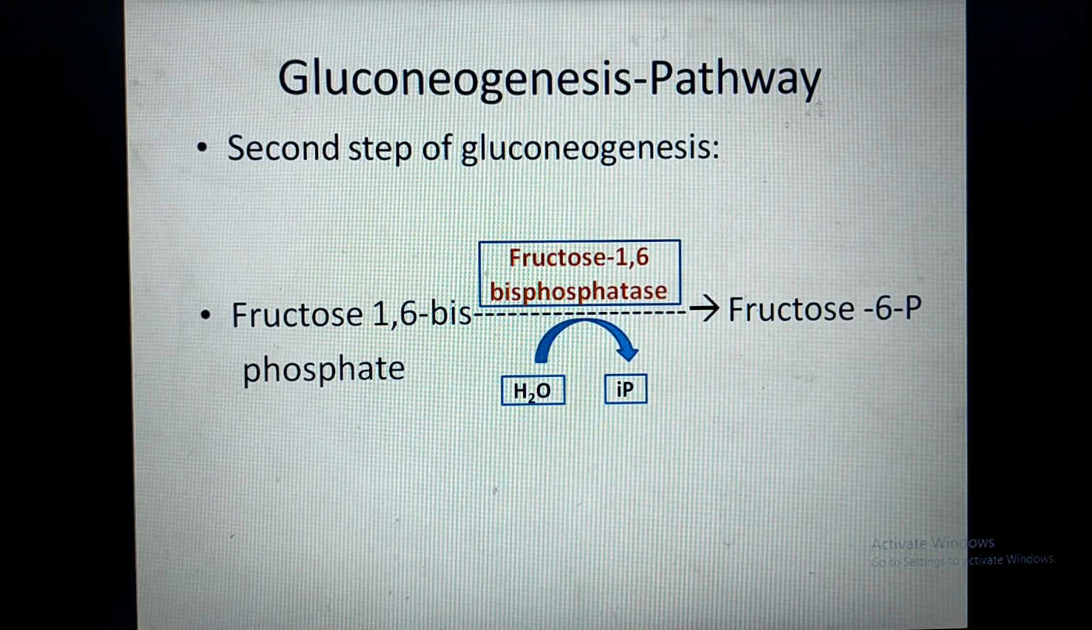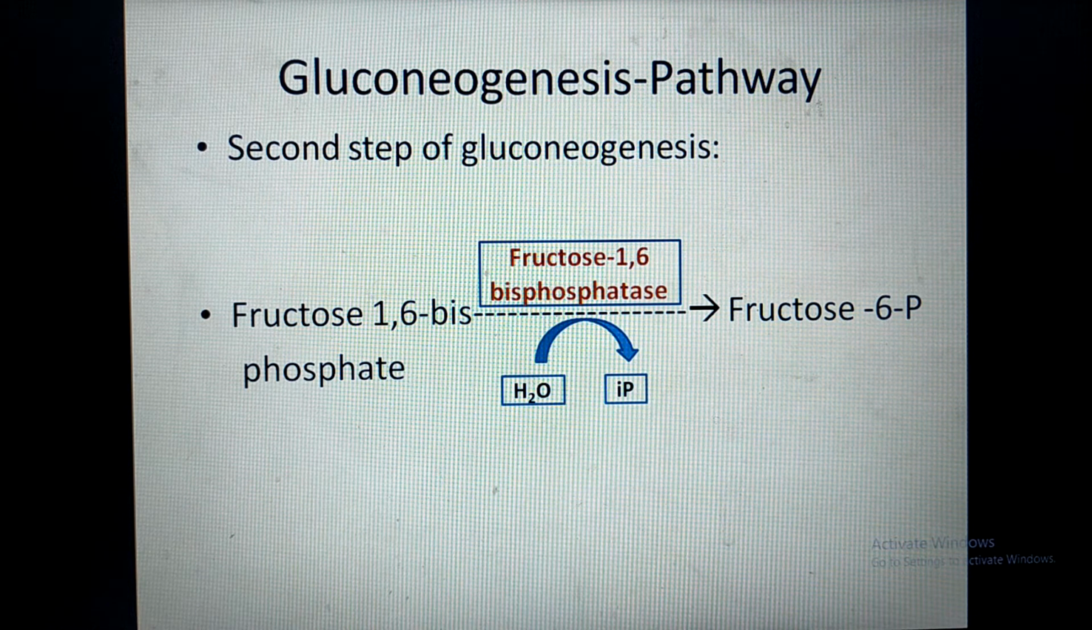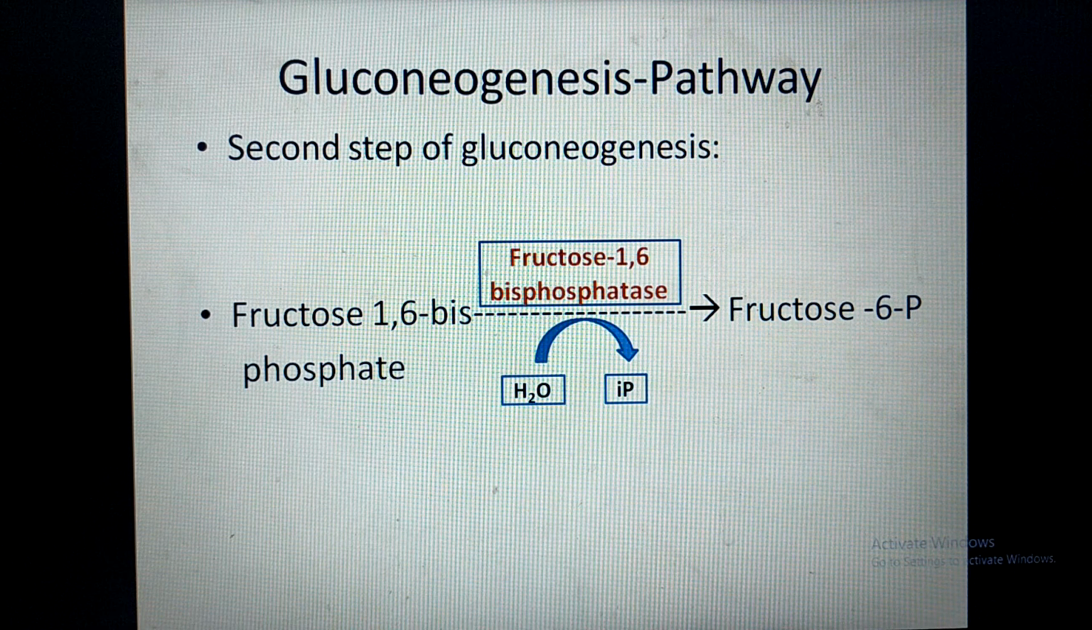Now the second irreversible step of glycolysis, or second step of gluconeogenesis, is conversion of fructose 1,6-bisphosphate to fructose 6-phosphate with the help of the enzyme fructose 1,6-bisphosphatase, which removes the phosphate from the first carbon atom of fructose 1,6-bisphosphate by hydrolysis. The phosphate is removed as inorganic phosphate and fructose 6-phosphate is formed. So remember the enzyme fructose 1,6-bisphosphatase.